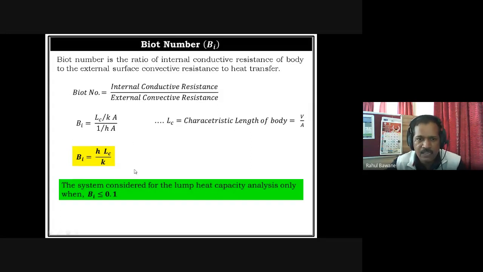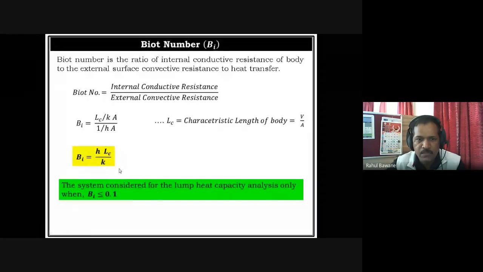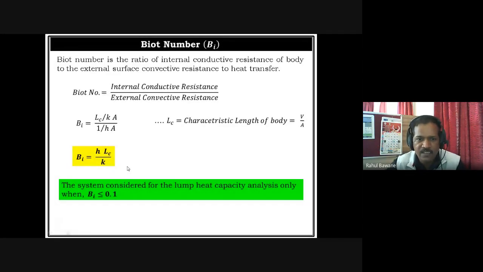And if we are considering the lumped heat system, that means we are neglecting internal resistance. In short, when the Biot number is less than 0.1, that means our object is very, very small and its thermal resistance is almost zero. So for every numerical, we have to check this Biot number condition. If it is satisfied, then we will go for the lumped heat system. Otherwise, we have to solve that numerical according to our previous formulas, that belong to unit 1 and unit 2.